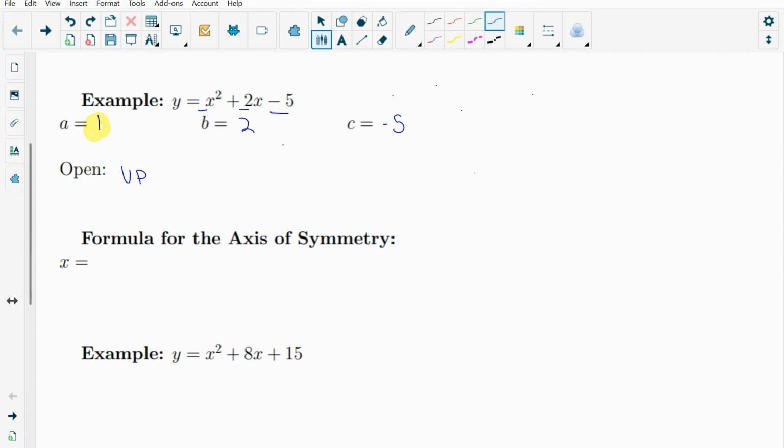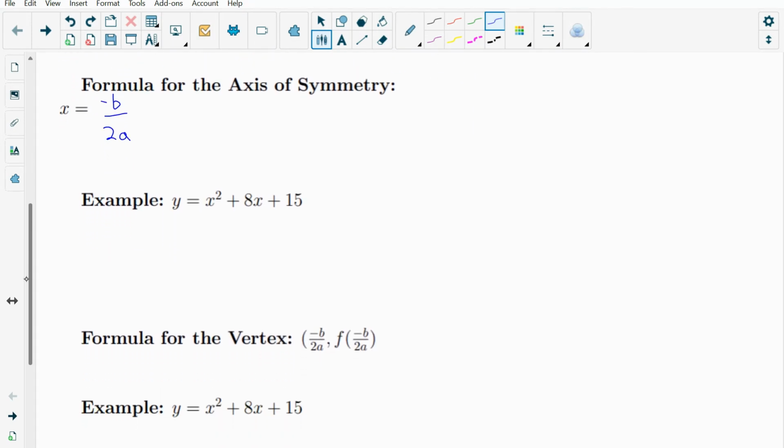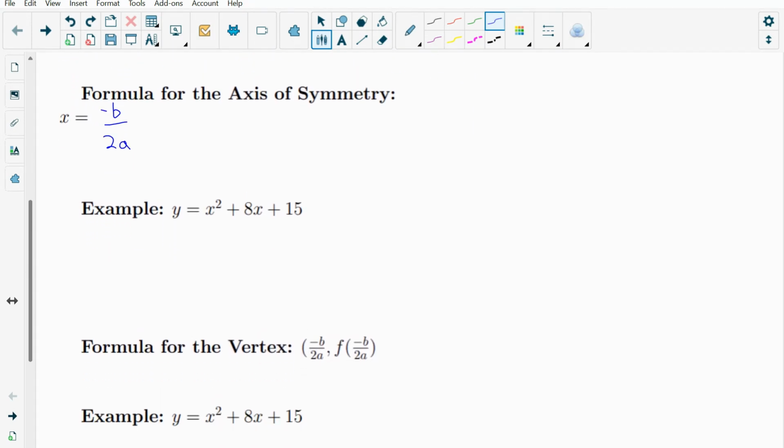Okay. I also introduced the formula for the axis of symmetry in the last lesson. The formula for axis of symmetry is x equals negative b over 2a. All right, so let's calculate this from an example. Our example here is y equals x squared plus 8x plus 15. So our a value in this case is once again just going to be 1. Our b value is going to be 8. And our c value is going to be 15.